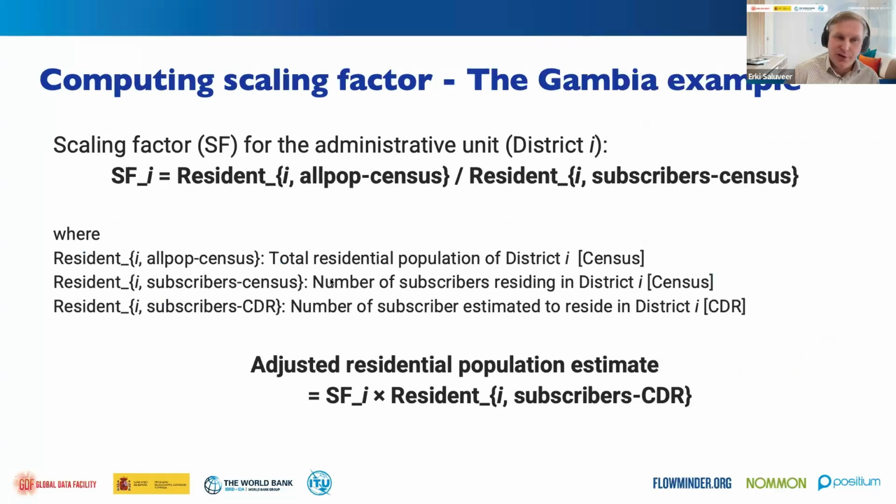How does this bias adjustment look? Here is an example from Gambia and their model. So they apply this methodology on district level, and they have the number of subscribers in each of the districts, and they use it as a base to correct the numbers that we get from the mobile phone data into general population statistics.